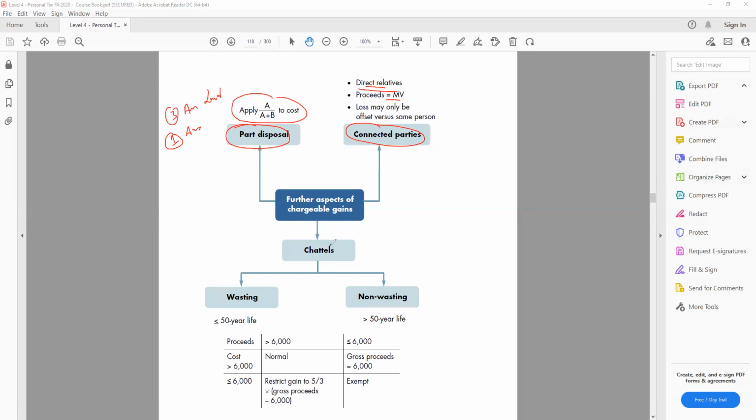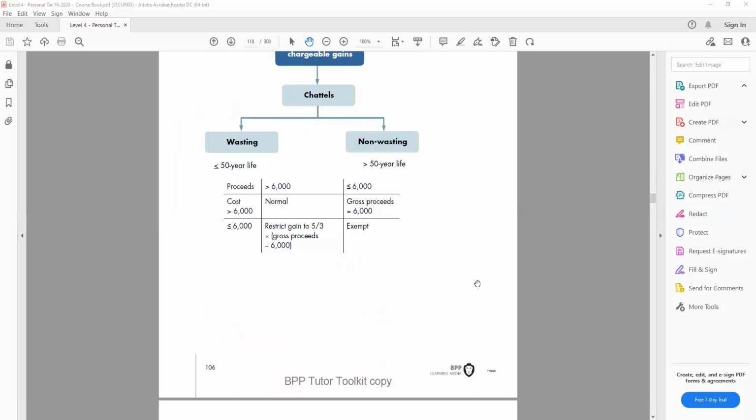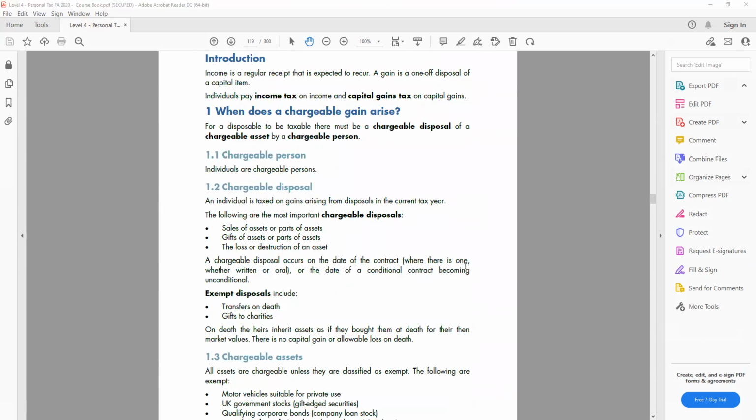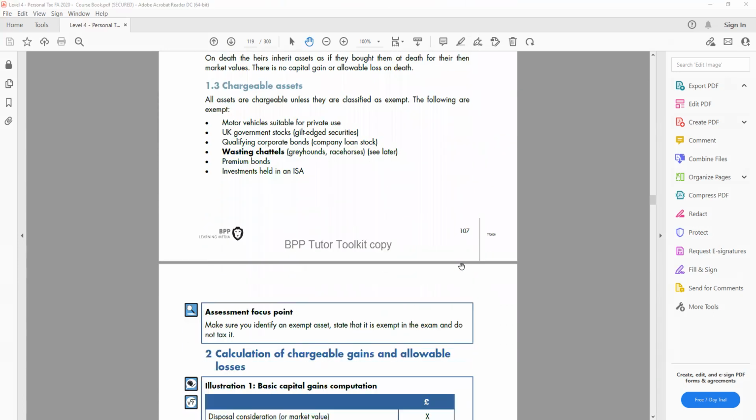Another thing we have to look at is called chattels. We have wasting chattels and non-wasting chattels. A wasting chattel is one where the asset life is less than 50 years. If the asset life is more than 50 years, it's called a non-wasting chattel. Now there is the £6,000 rule. We have a table, and you have to memorize that, because in the exam, a question on chattels will definitely come. All right, let's have a look at some questions now, and we'll see how it works.